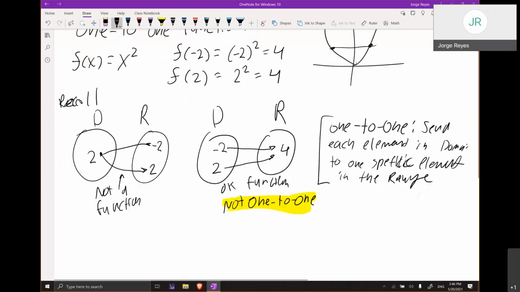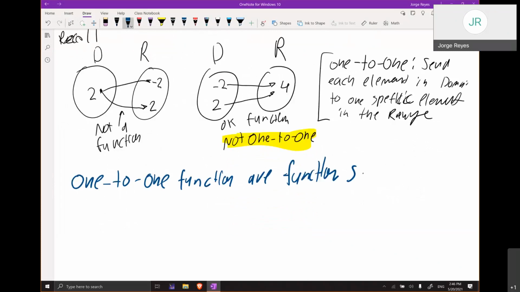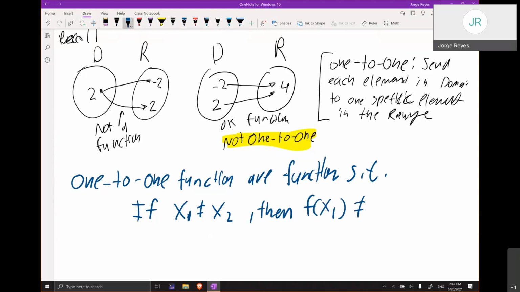All right, so here's like the math way to say that. So one-to-one functions are functions such that, okay, here's one way to define it. So if you have different inputs, okay, so if you have an x1 and an x2, then you have different outputs. So that means f of x1 cannot equal f of x2, okay?